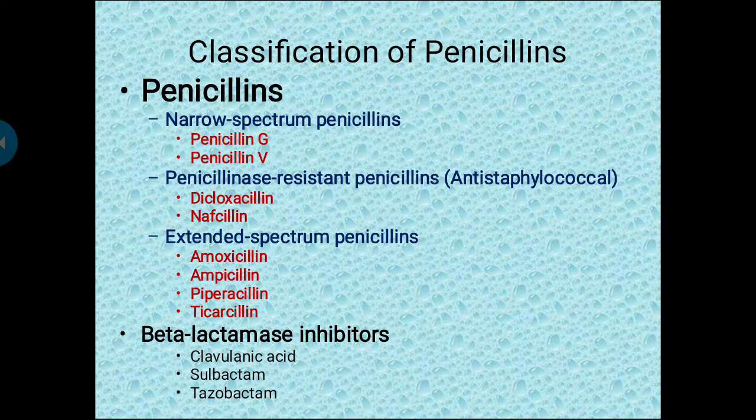Extended-spectrum penicillins can penetrate into the gram-negative bacteria also. So amoxicillin, ampicillin, piperacillin, ticarcillin, some of them are combined with a beta-lactamase inhibitor to increase their action on the gram-negative. So beta-lactamase inhibitors are clavulanic acid, sulbactam, tazobactam. So remember, penicillins are mainly three varieties: narrow spectrum, penicillinase-resistant penicillin, and extended-spectrum penicillin. And remember one or two examples of each group.